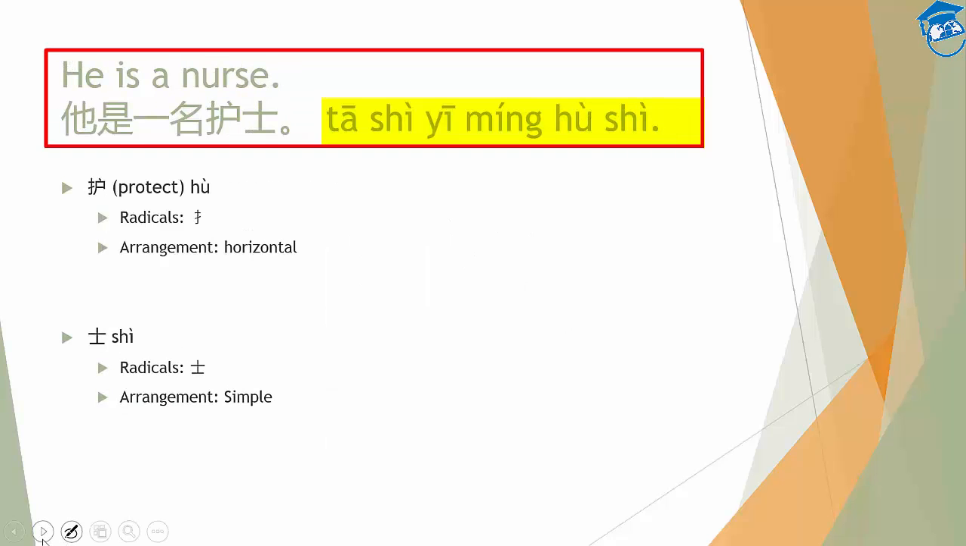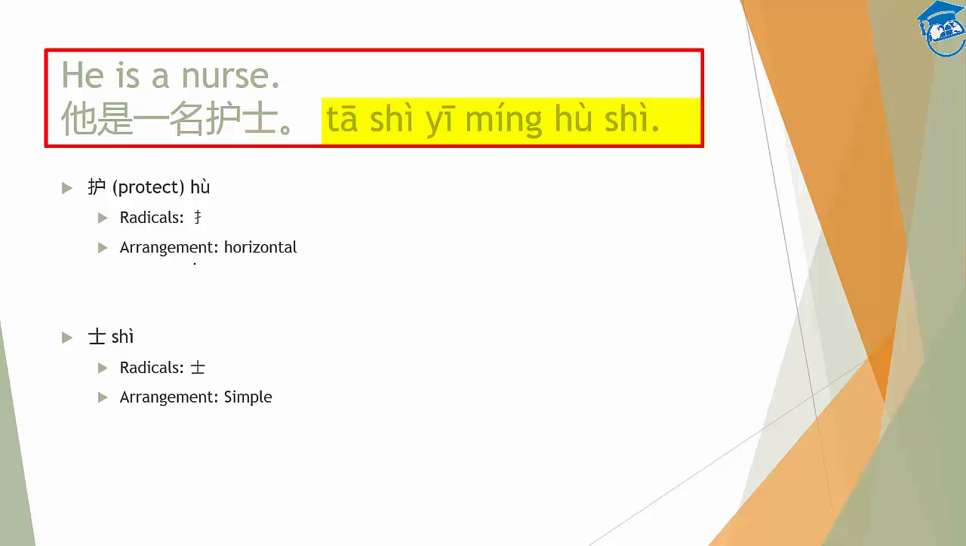Next one is he is a nurse. So in Mandarin it is 他是一名护士. Okay. And if you can remember, you have learned this word before actually. It was used in passport, 护照. But I'm just putting it here to say that this has another meaning, which is protect. Okay, so you should already know what the radical and arrangement are here.